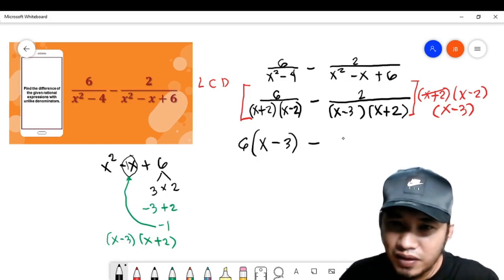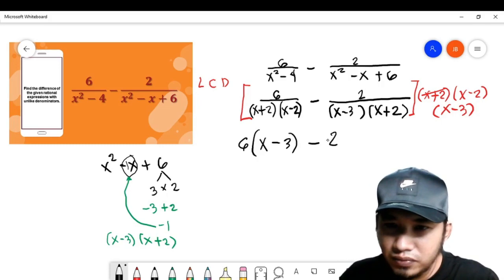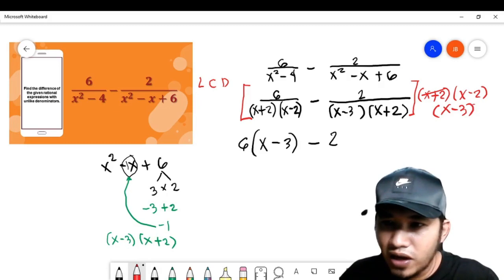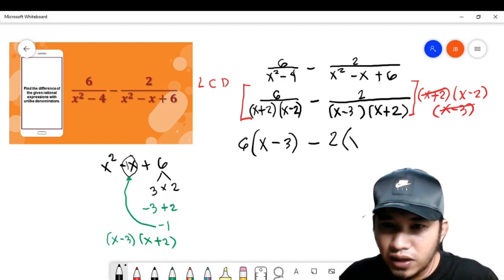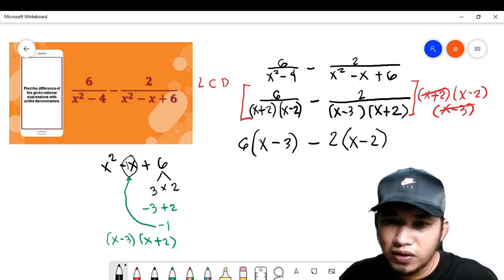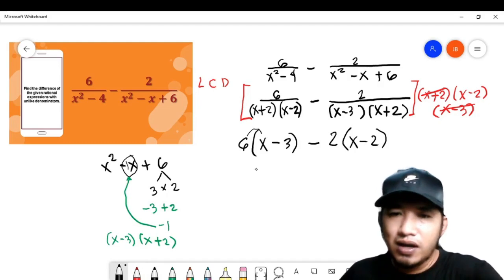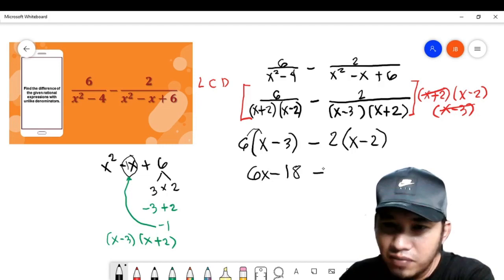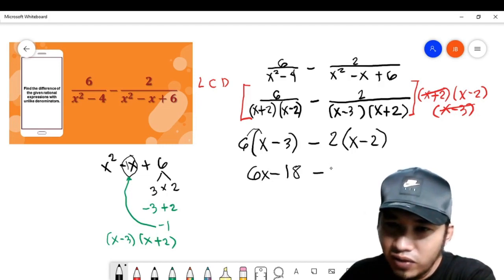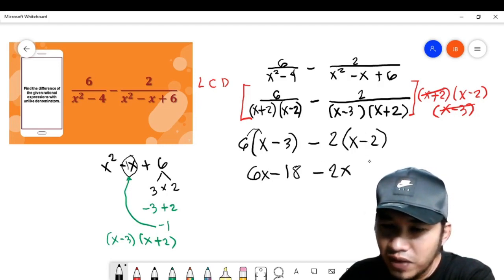Minus. Okay, so copy 2. Okay. So x minus 3, merong kamukha dito. Okay, x plus 2 may kamukha, cancel na naman. Okay, ang naiwan is x minus 2. So yun ang i-multiply natin kay 2. So that is x minus 2. Okay, simplify. 6 multiplied to x is 6x. 6 multiplied to negative 3 is negative 18. Negative 2 multiplied to x is negative 2x. And negative 2 multiplied to negative 2 is positive 4.